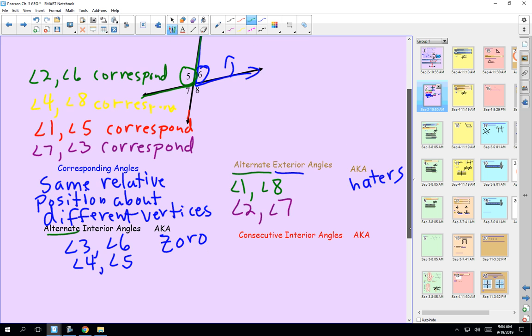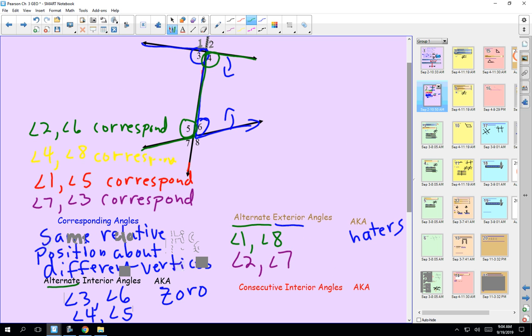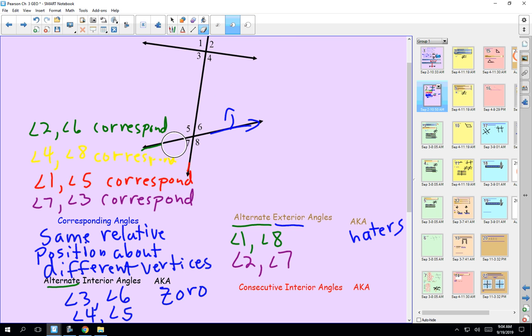Alternate interior angles. And then the last one on here are the consecutive interior angles. And they have an AKA. For us, it's the same side interior. Oh, does it say same side on yours? Maybe I changed it. Depends on which textbook you're in. So it would be like 3 and 5. Same side interior angles. So we're gonna call it that. It's 3 and 5.